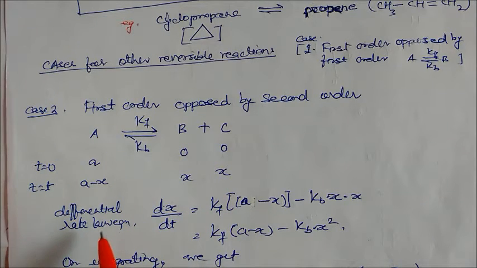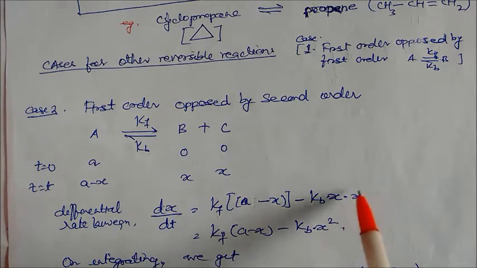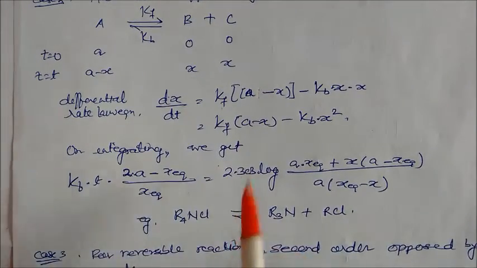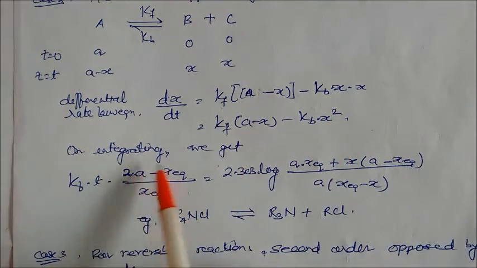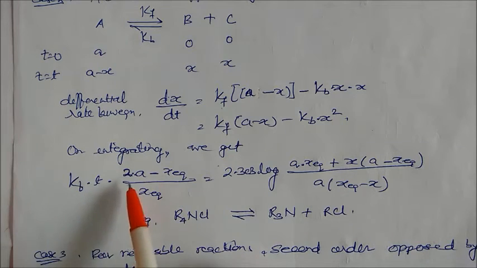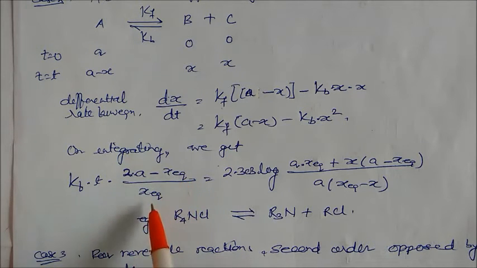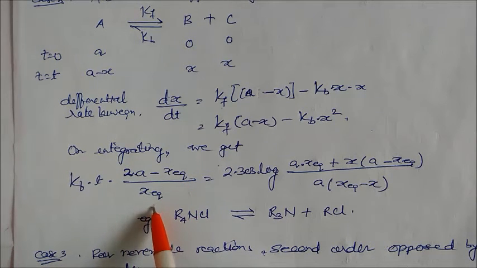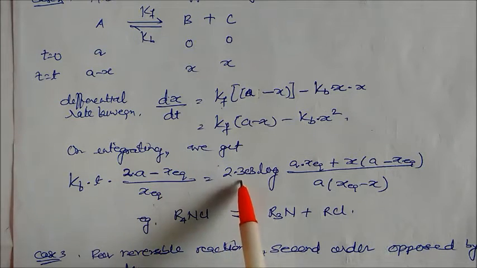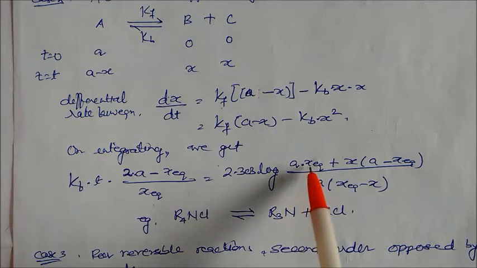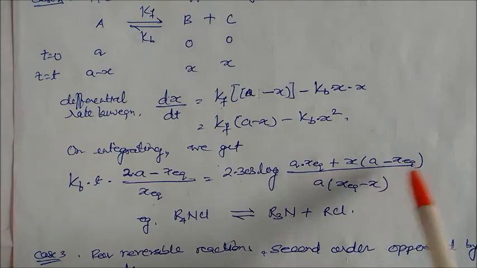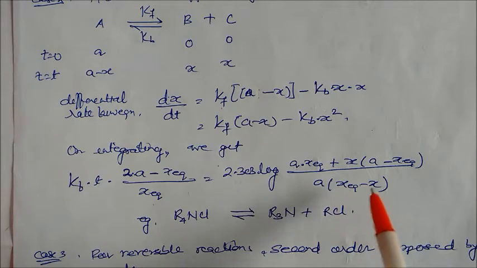By using the differential rate equation, we can write dx by dt equal to Kf into (a minus x) minus Kb into x into x. So you will get Kf into (a minus x) minus Kb into x squared. On integrating we will get Kf into t equal to (a minus x equilibrium) divided by x equilibrium, and this is equal to 2.303 log of (x equilibrium plus x) into (a minus x equilibrium) divided by a into (x equilibrium minus x).